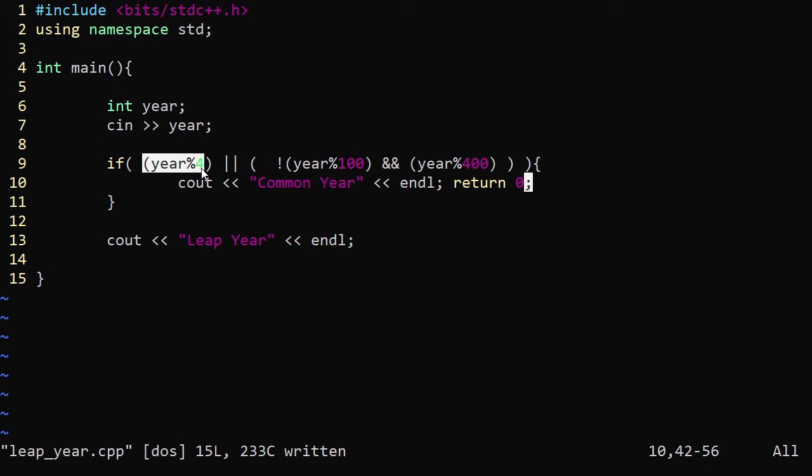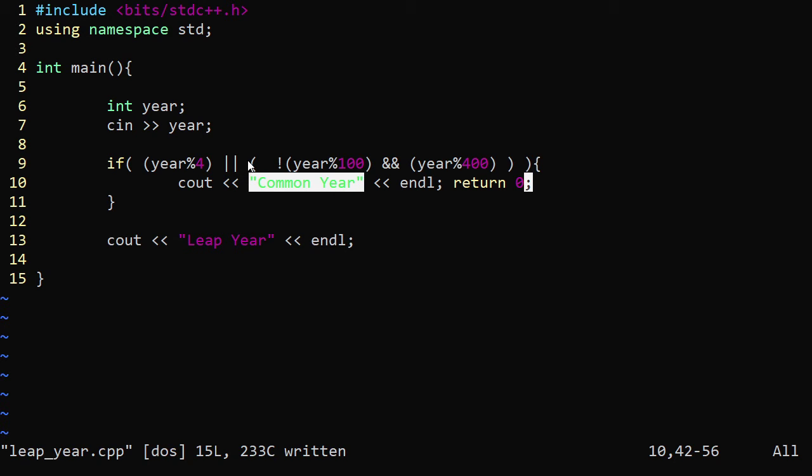The first parenthesis checks that the year is not divisible by 4. If year modulo 4 is something other than 0, which means the year is not divisible by 4, then this parenthesis will evaluate as true, because for integer numbers, if they are not equal to 0, they evaluate as true. If they are equal to 0, they evaluate as false. So in the case that our year is not divisible by 4, we output for sure common year.